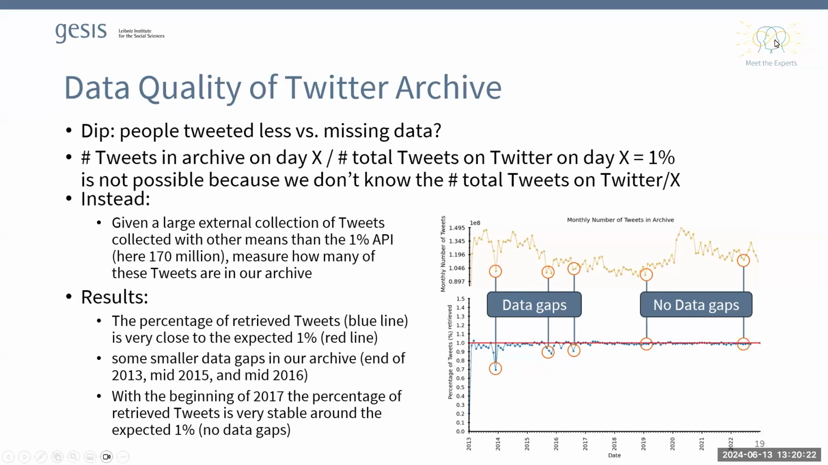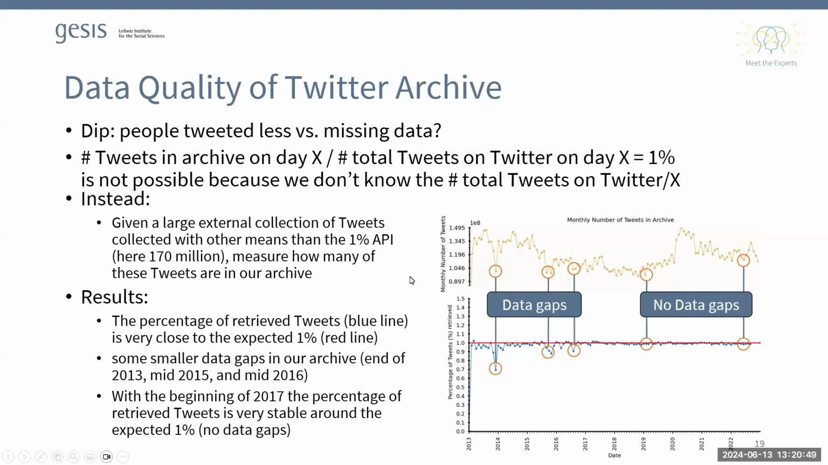But then the gaps that we see after 2017, like here in the beginning of 2019, for example, are not data gaps, but people just posted less. And we see that because the retrieved ratio of tweets is very close to the 1%, so to what we expect from our data set.